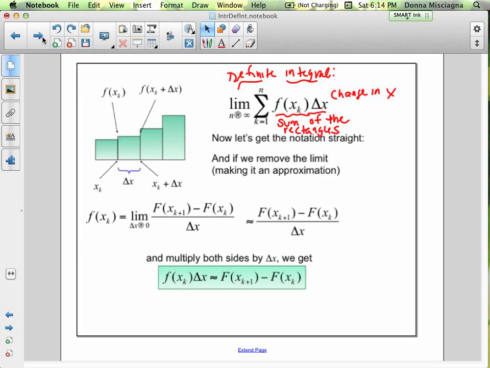All right, so the definite integral is the sum of all the rectangles. Notice that there is the height of the rectangles at f of x_k, and we've got it right over here, and we're representing this using the definition of the derivative.